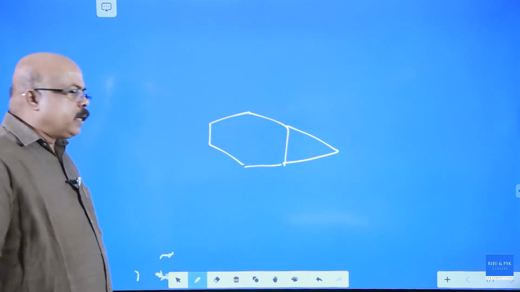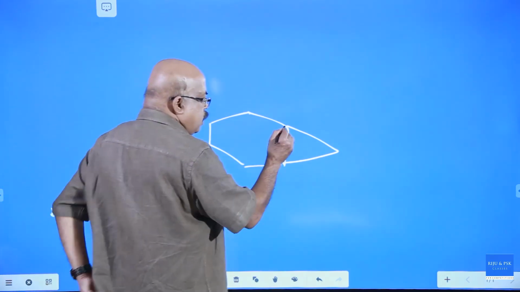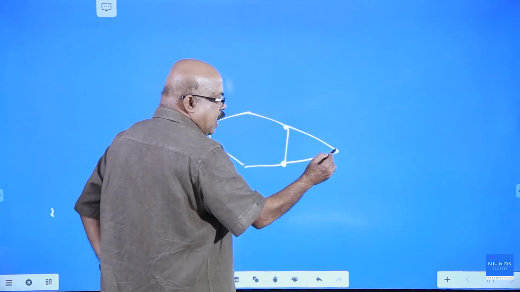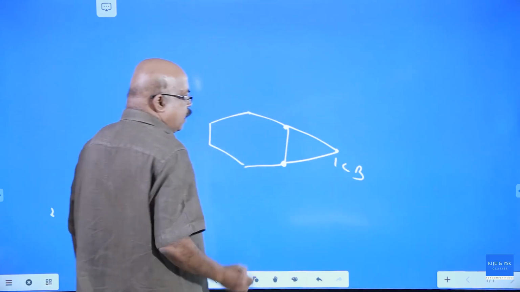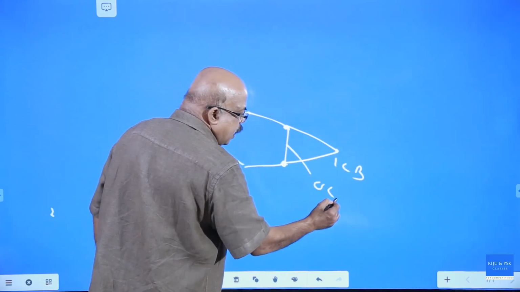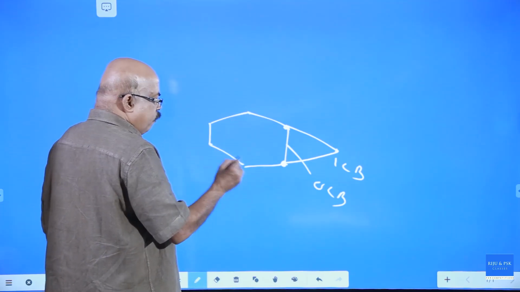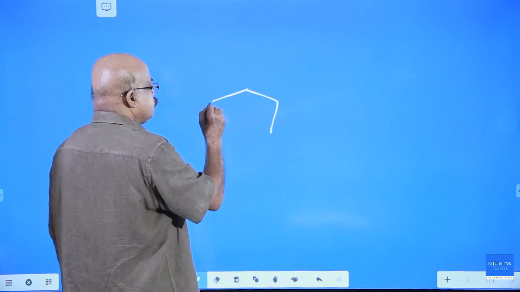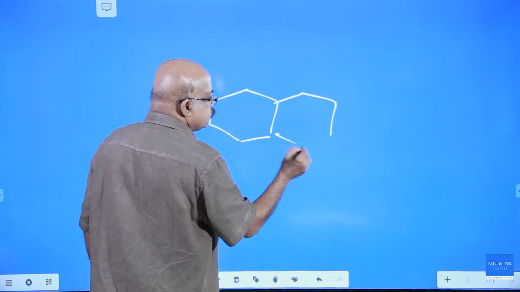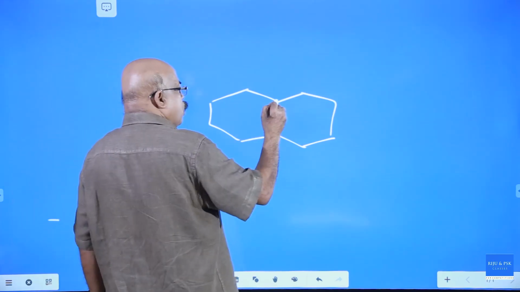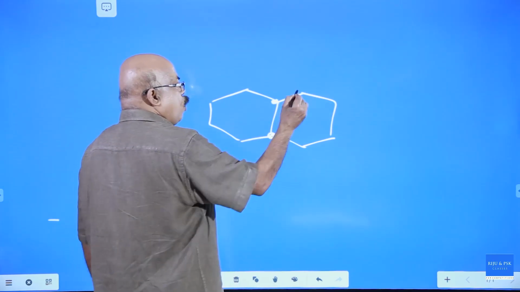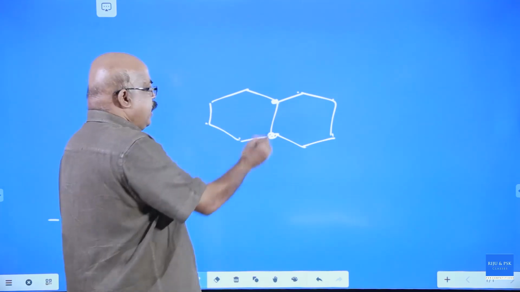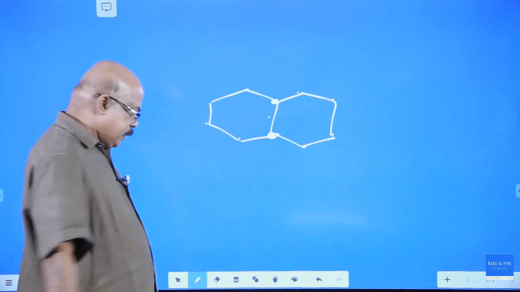It is a bicyclic compound. These are the common carbon atoms, bridgehead carbons. It is a 1 carbon bridge. Here there is no carbon, a 0 carbon bridge. It is 1, 2, 3, 4, a 4 carbon bridge. Bicyclo compound, bridgehead carbon. 1, 2, 3, 4 carbon bridge. 1, 2, 3, 4 carbon bridge. It is a 0 carbon bridge. Okay.